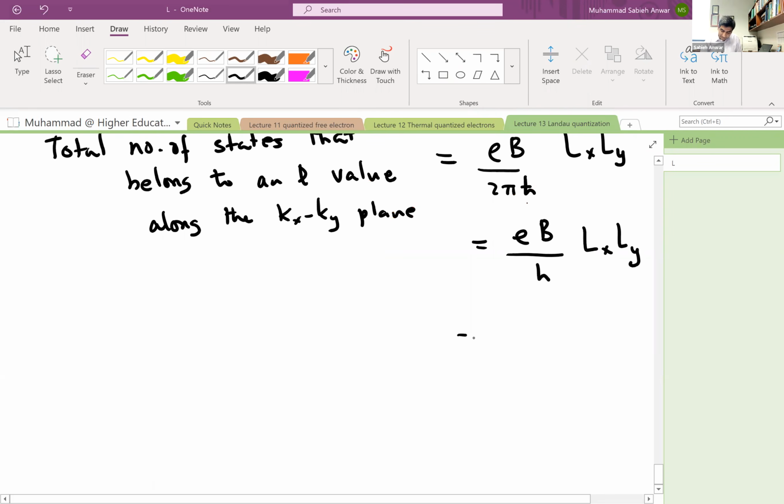Now, what this means is something really nice is showing up. This Lx Ly is the total area of the solid. This is B. This is e.